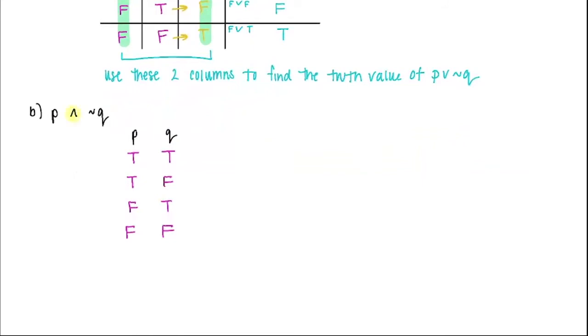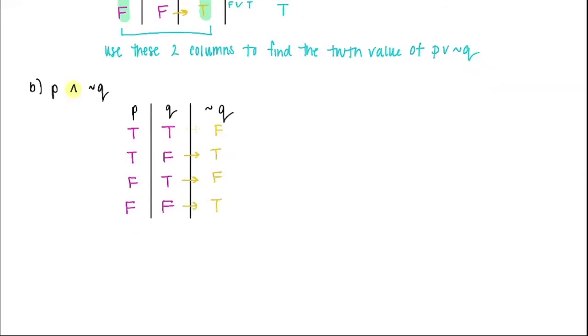Before I can do this and in the middle, I've got to find my value of not Q. And so again, I just go ahead and take these values and they get flipped. So it becomes false, true, false, true. And now that we have our value of not Q, we can do this and that is in the middle. So we can now look at the statement P and not Q. I'm going to utilize my values of P, my values of not Q to get this and statement.